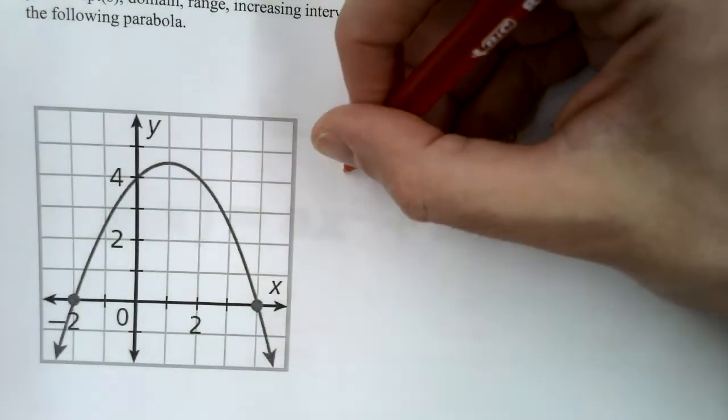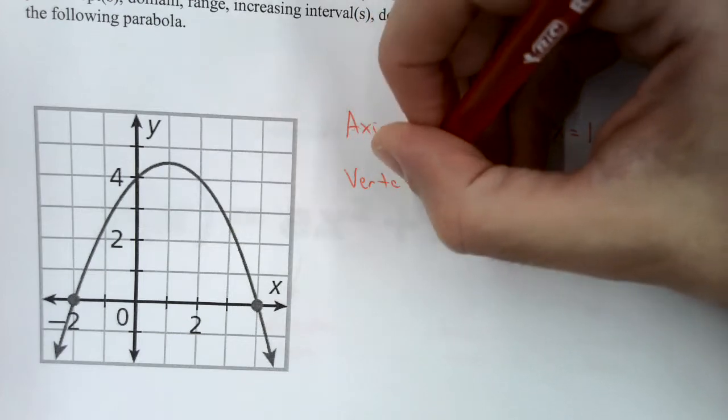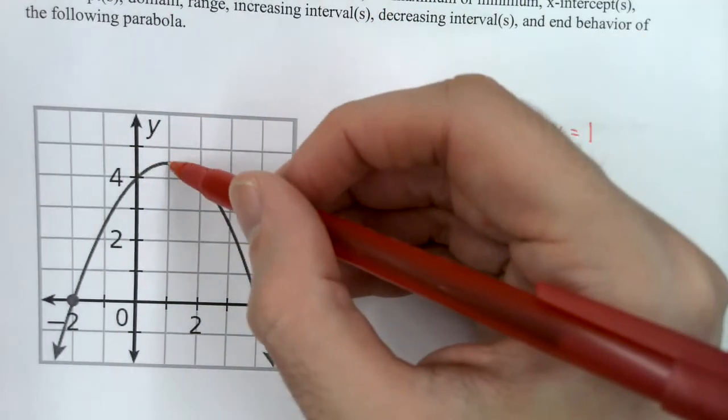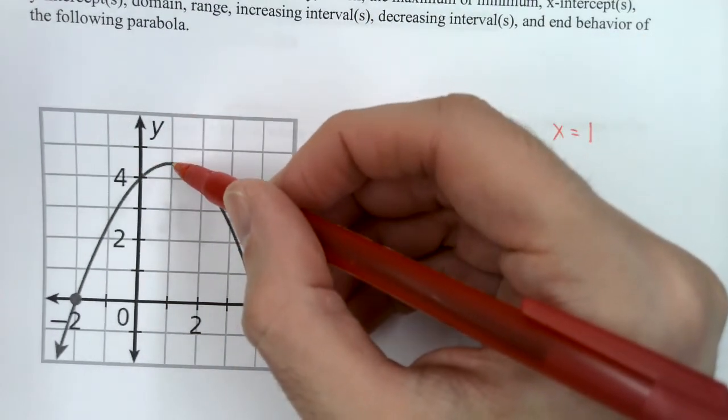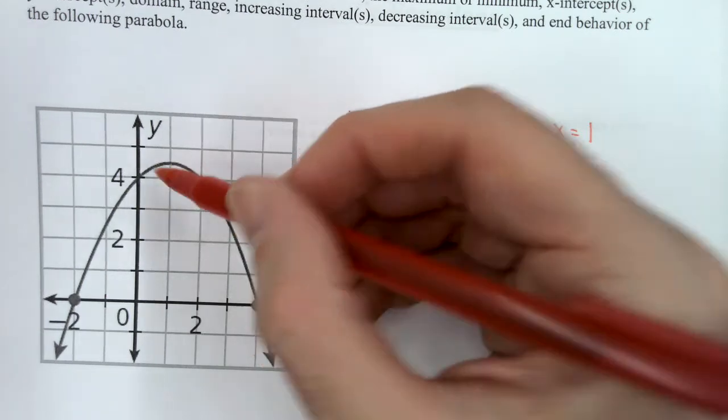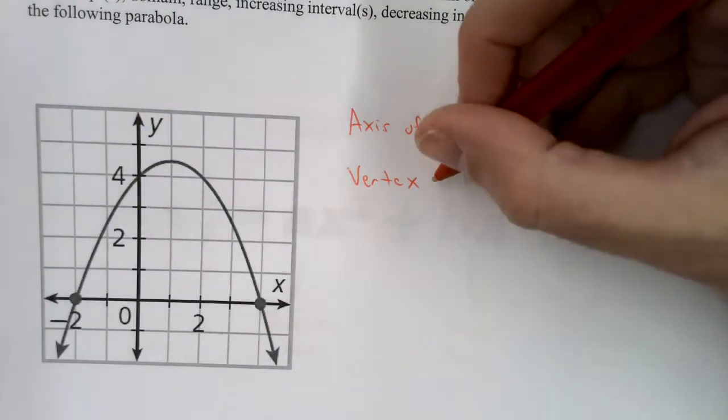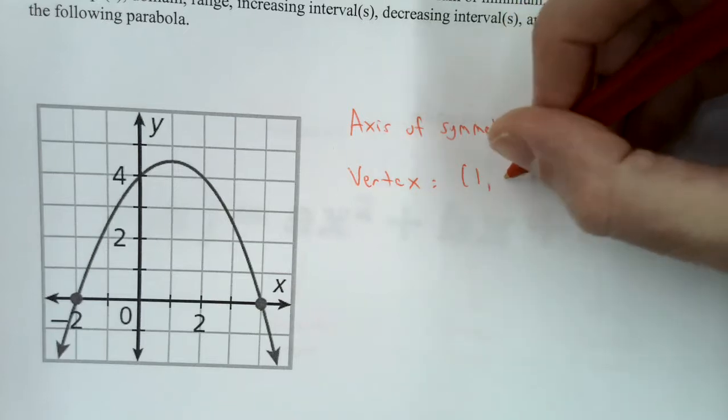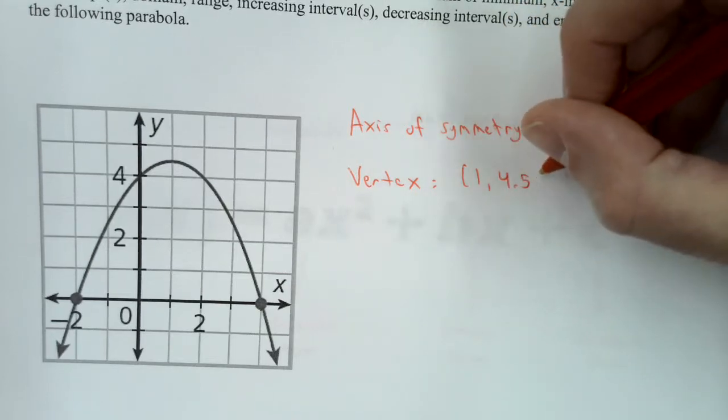Next up, we got the vertex, which is right there, that point. You can estimate it. It looks like it's about 1 and then 4.5. So I'll put 1, comma 4.5.